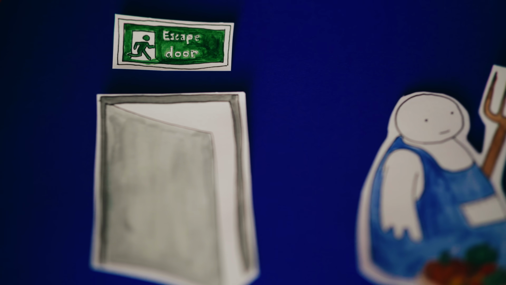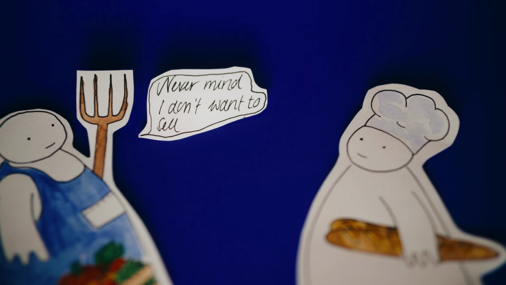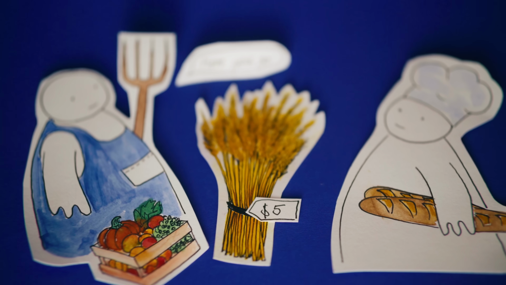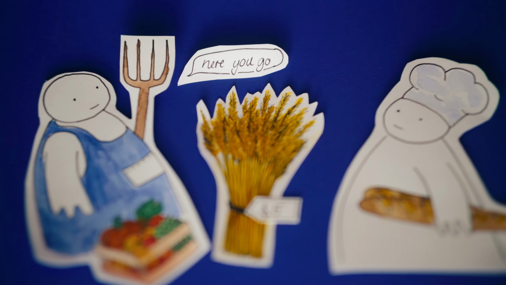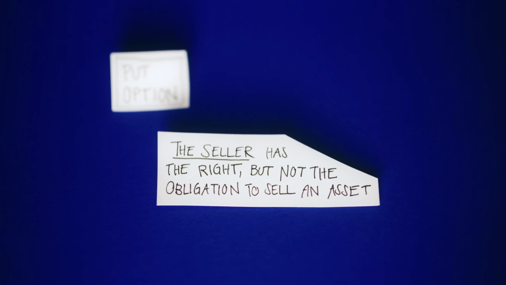So with an options contract, he could basically just say, oh, never mind, I don't want to sell my wheat bushels to you. But if the price of wheat had sunk to $3 per bushel, the farmer will obviously choose to go through with the contract and sell his wheat to the baker at the agreed $5. What the farmer has in his hand right now is a put option. The seller has the right, but not the obligation, to sell an asset.